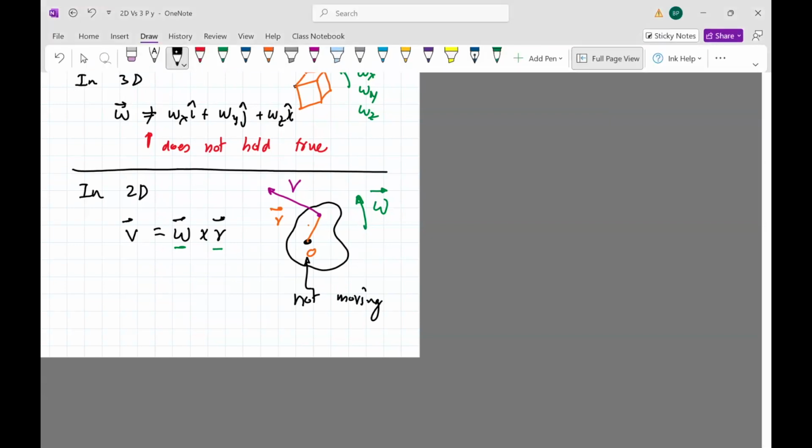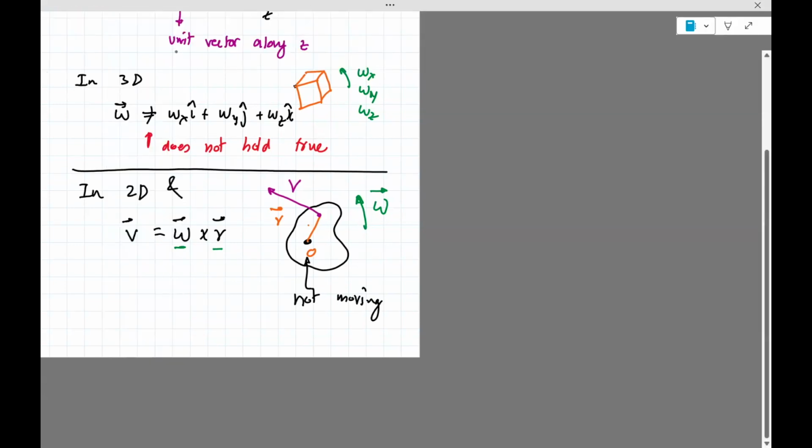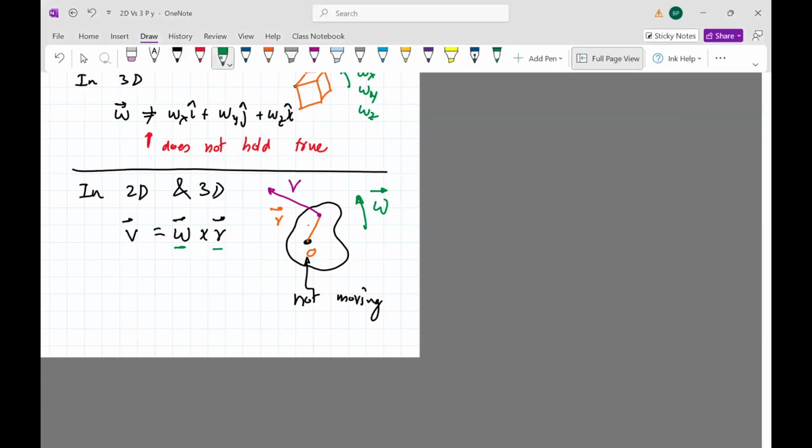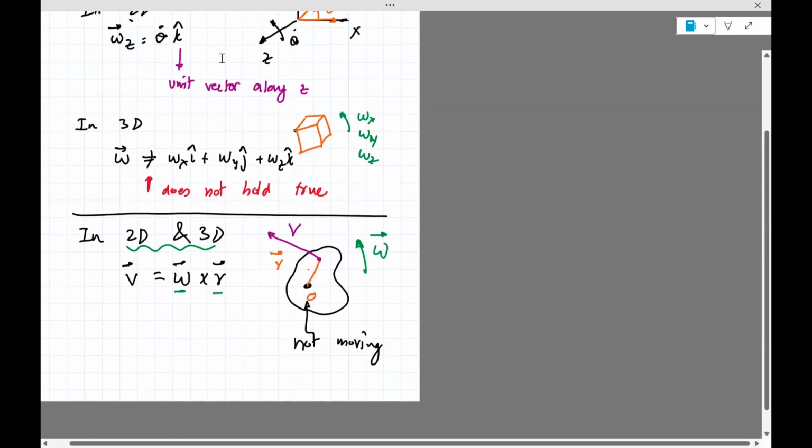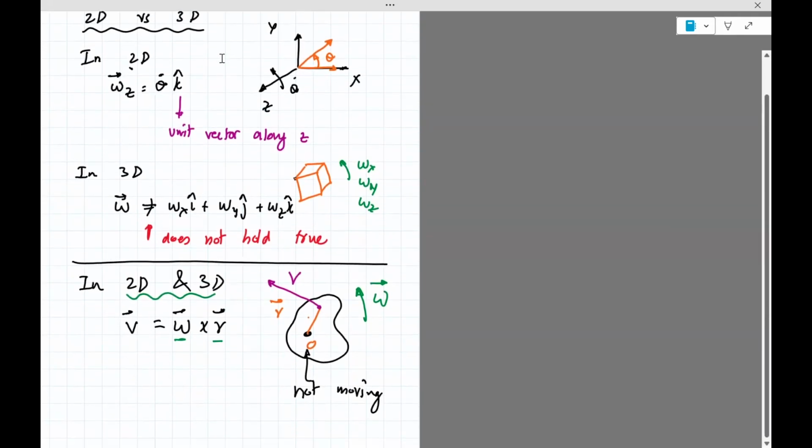Now this thing is true in 2D and 3D. It holds in both dimensions. We'll use this expression, that v equals omega cross r, which holds true in 2D and 3D. However, you just cannot take angular velocities about different axes and add them up. That will not hold true.